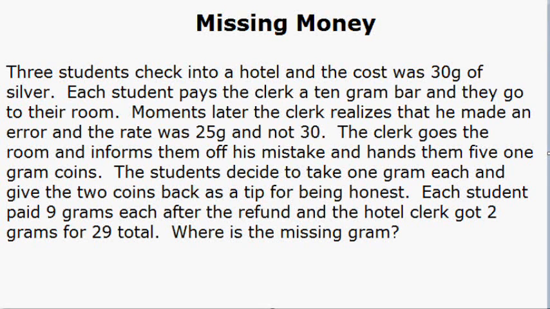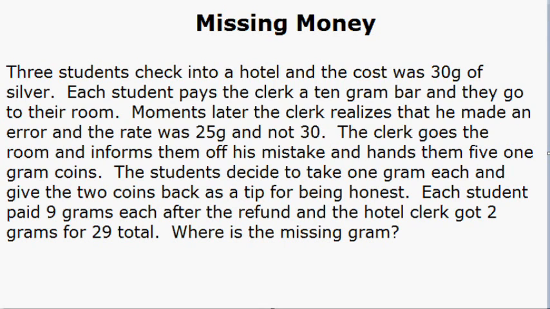Before we get into today's chart, a quick little question called Missing Money. Three students check into a hotel and the cost was 30 grams of silver. Each student pays the clerk a 10-gram bar and they go to their room. Moments later, the clerk realized that he made an error and the rate was 25 grams and not 30. The clerk goes to the room and informs them of his mistake and hands them 5 1-gram coins.